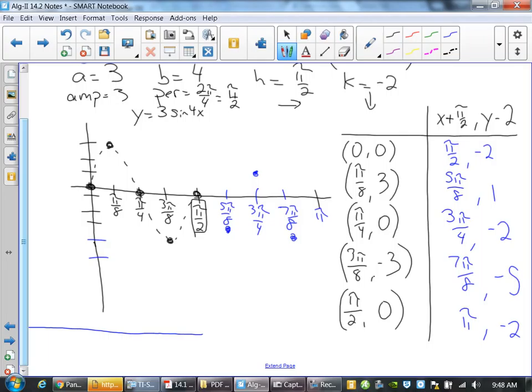Oh, I'm off a bit here, I'm sorry. It starts at pi over 2, excuse me. Just realized I started in the wrong spot. -5. And down here. And here's your final curve.